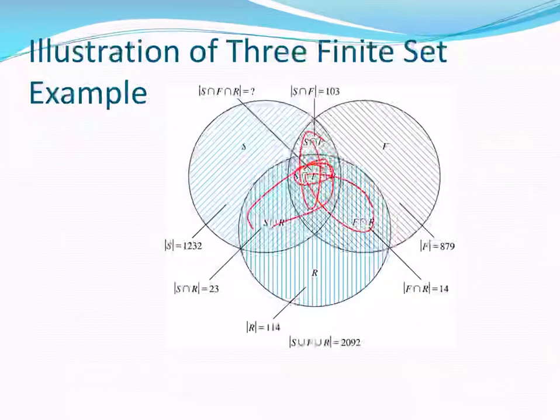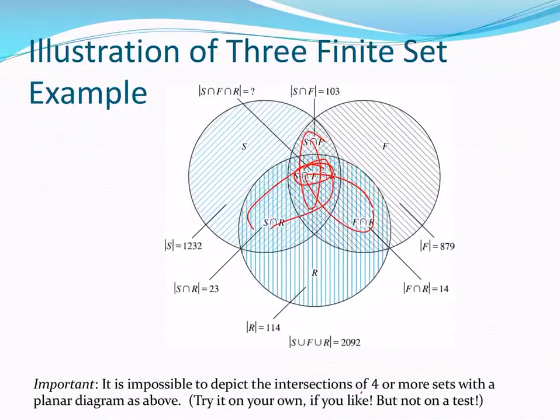So this is nice for 3 sets. You can see all possible interactions, 2-way and 3-way, and no-way interactions. But in general, that's difficult to do. From 4 or more sets, you cannot, with a planar diagram, get all the intersections. So the Venn diagram starts to fail us trying to exhibit all of these intersections. You can try it, but please don't do it on a test.